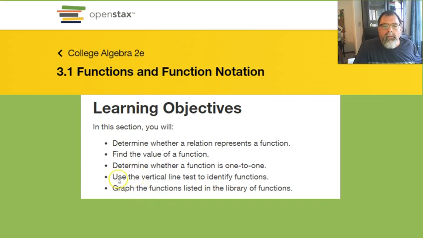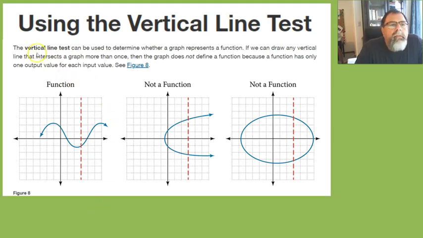Okay, next learning objective: use the vertical line test to identify functions. Using the vertical line test. The vertical line test can be used to determine whether a graph represents a function. If we can draw any vertical line that intersects a graph more than once, then the graph does not define a function, because a function has only one output value for each input value.